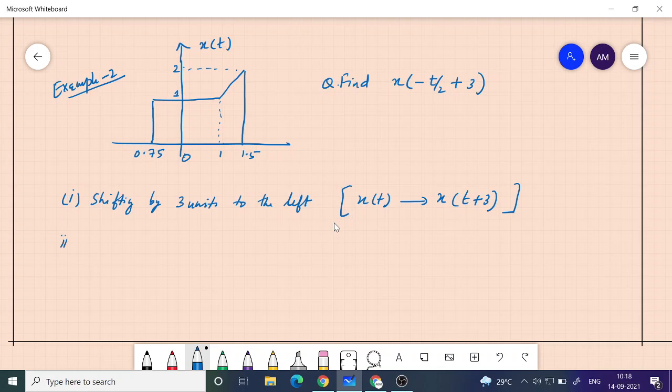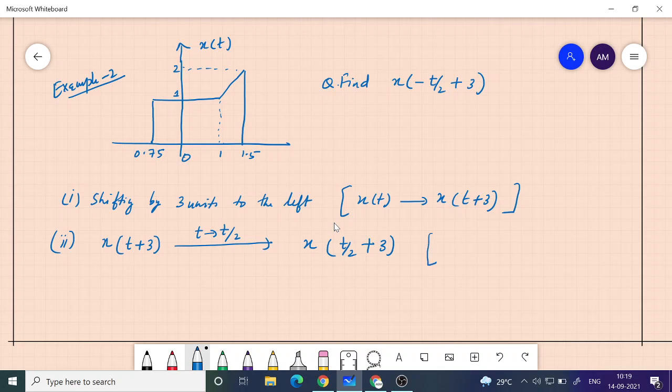Number 2, the next step that I will take is, on x of t plus 3, I will stretch the signal, which means that t will be replaced with t by 2. So I will get x of t by 2 plus 3. This is how I will write the expression: wherever there is t, it will be replaced with t by 2, so it will not touch my 3 here, only the t will be replaced with t by 2. So that is stretching.